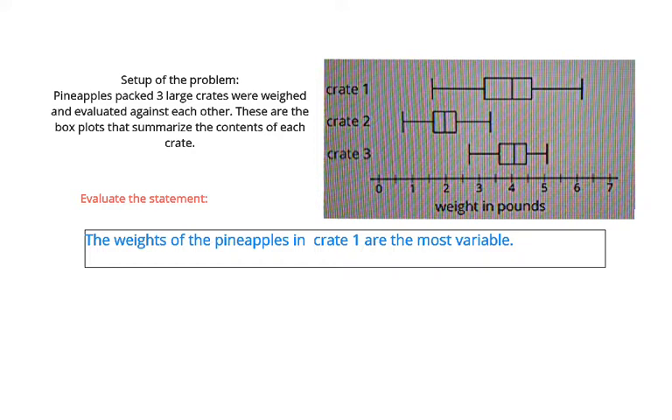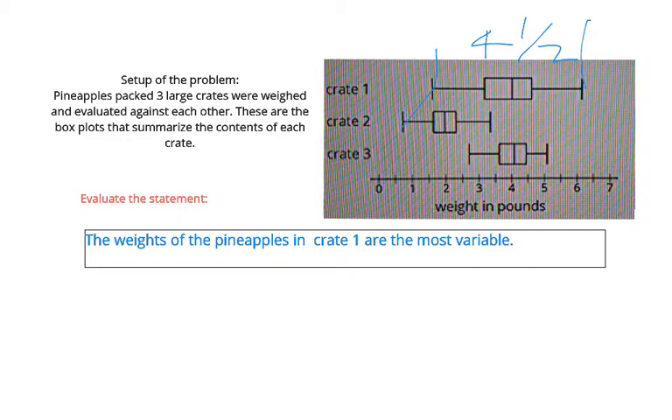The first statement we're going to evaluate is whether or not the weights of the pineapples in crate 1 are the most variable. According to this diagram, in crate 1 we go all the way from 1.5 pounds to 6 pounds, which is a 4.5 pound spread. So we'll write that down here, 4.5 pounds.